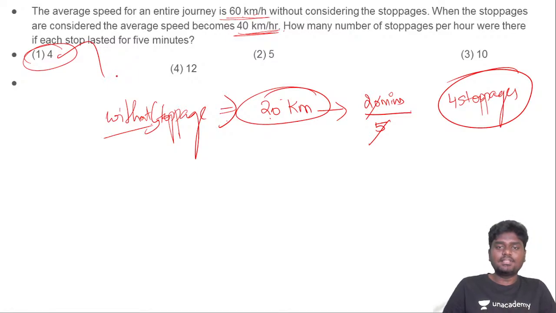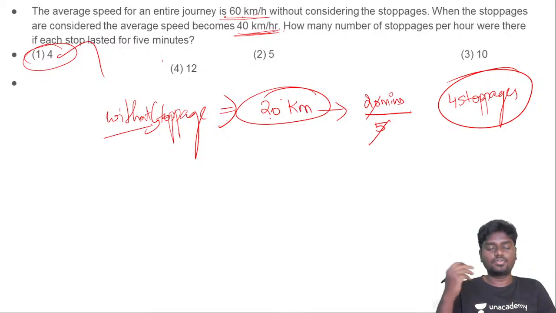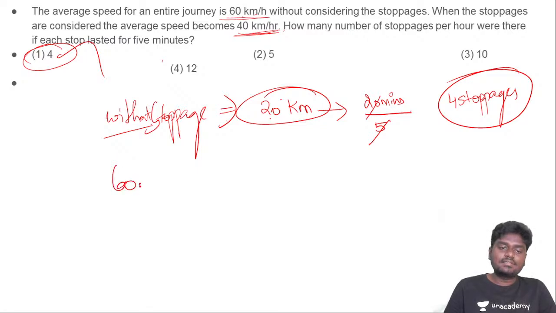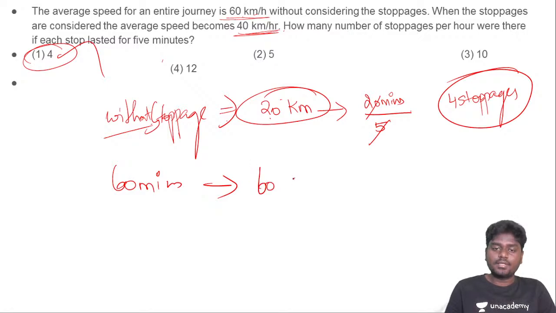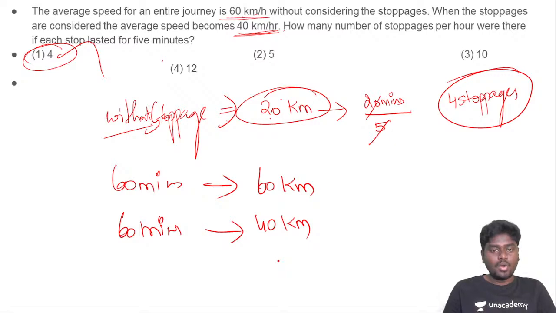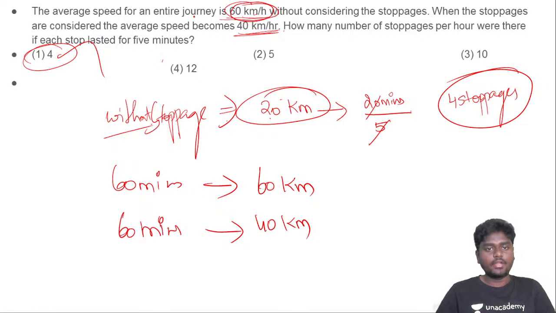How does it really work? If I continue my journey without the stoppage through the entire journey, in 60 minutes I can cover 60 kilometers. But if I go with stoppages, in 60 minutes I can cover only 40 kilometers. Is that right? So what exactly is my speed here? The actual speed is 60 kilometers per hour.